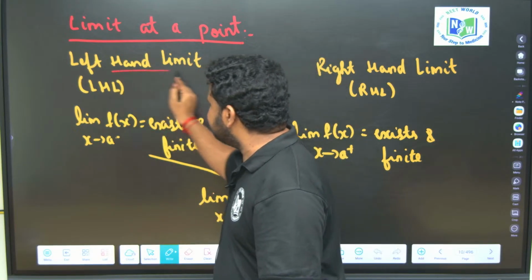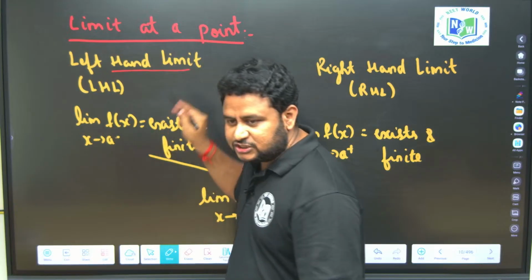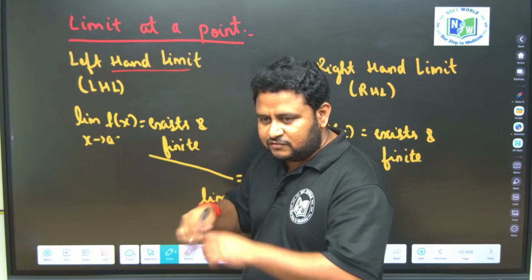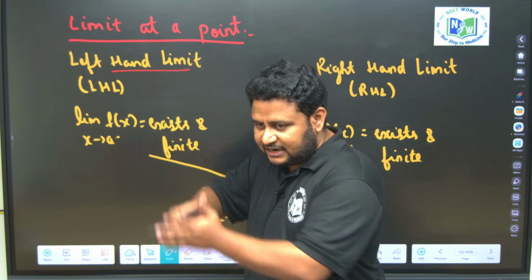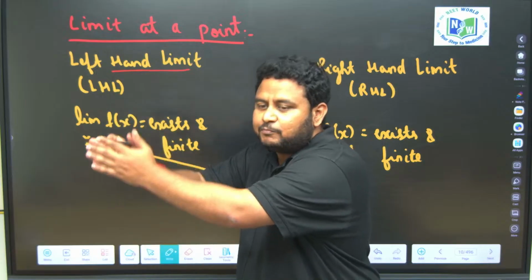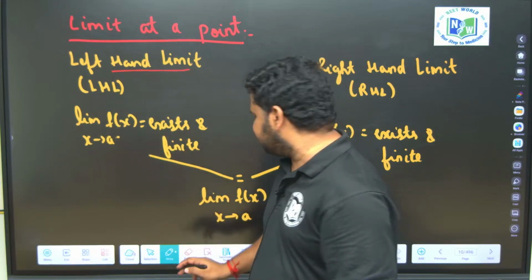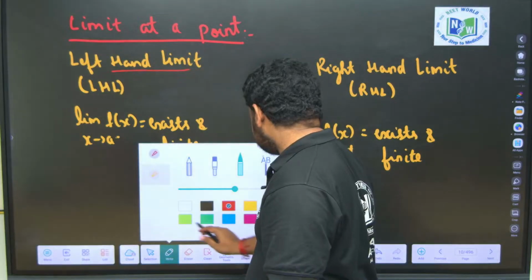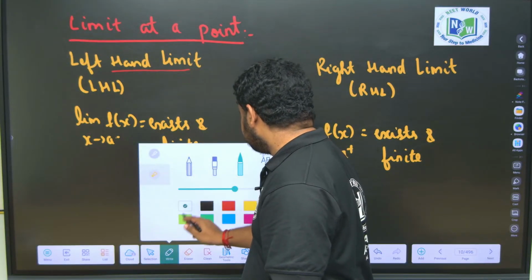That is the meaning of the left-handed limit. First it should exist. First of all, the left-handed limit should exist and the right-handed limit should exist. If the left-handed limit and right-handed limit exist, then we say that the limit at that point exists. What do we mean by right-handed and left-handed limit? Now let us see that. I hope it is clear till here.